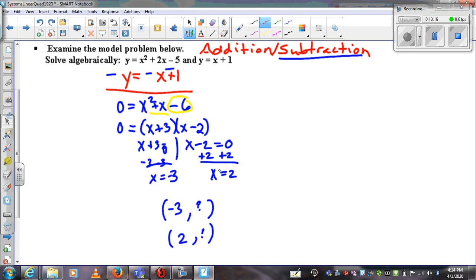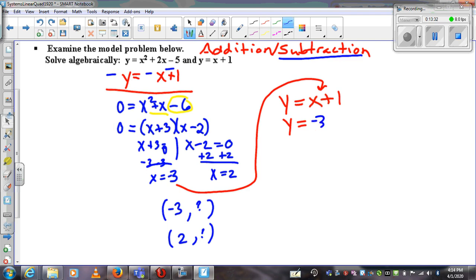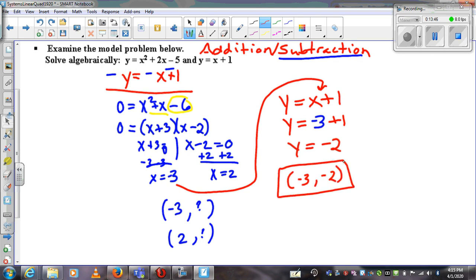I'm going to take these two answers and put them back into one of those two original equations. Now, if you're like me, I want to do as little work as possible, so I'm going to put it into the linear one. Start with the -3. So your first answer, when x is -3, your y value is -2. That's an answer. Let's get your second one.